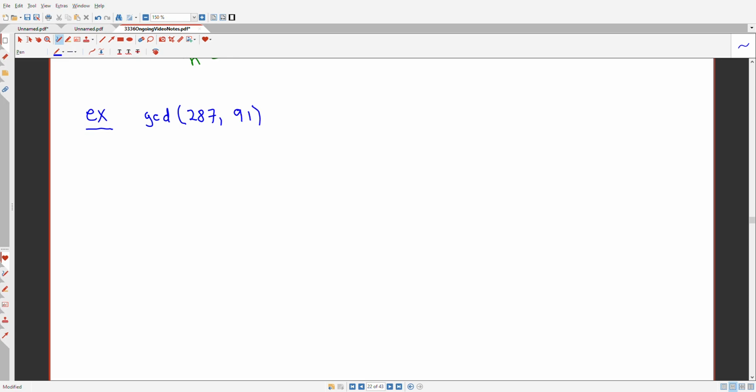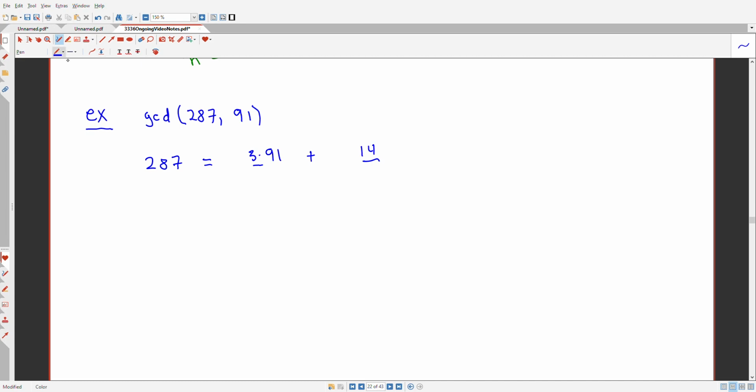Okay, so again, we could write out all the divisors of these two and then circle them, but let's do this the Euclid way, using the division algorithm as an actual algorithm. So I'm going to take the bigger number, call that b, and divide it by the smaller one, 91. So now I need a q and a remainder. Okay, so this is where the work is. And it doesn't take that long to see that this is 3 and this is 14.